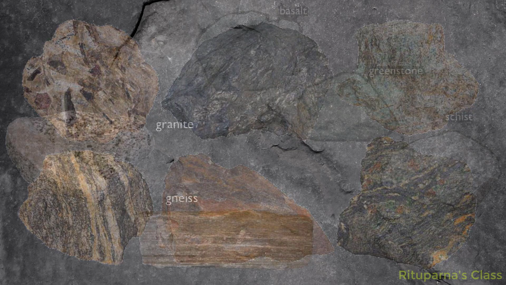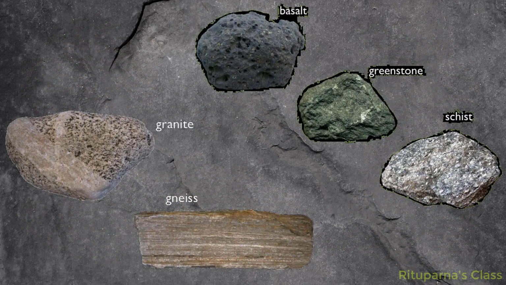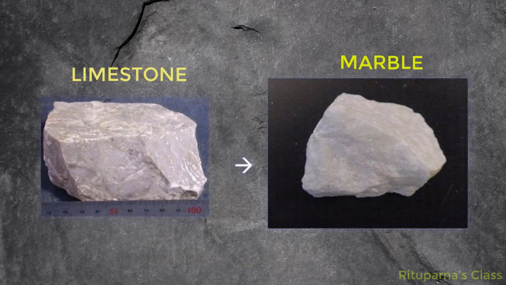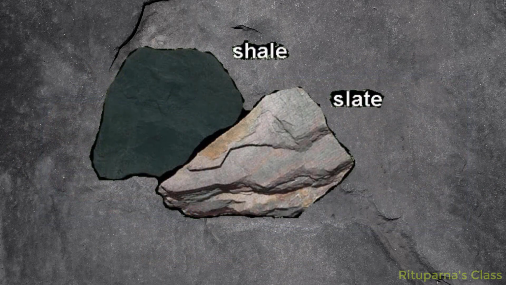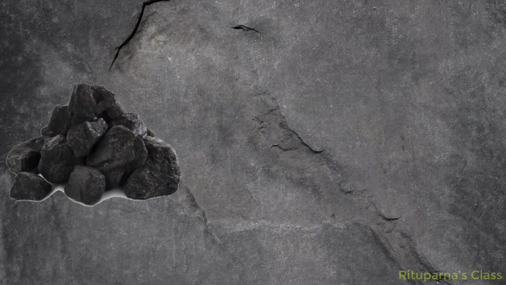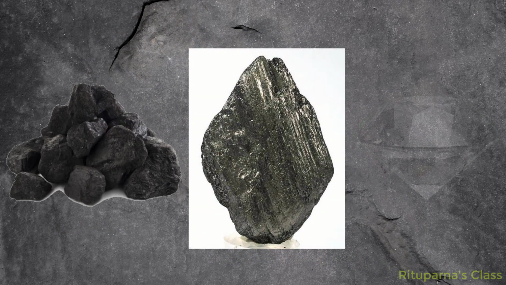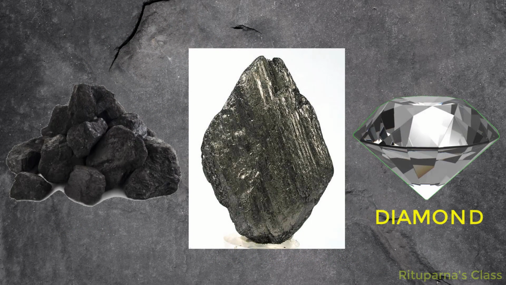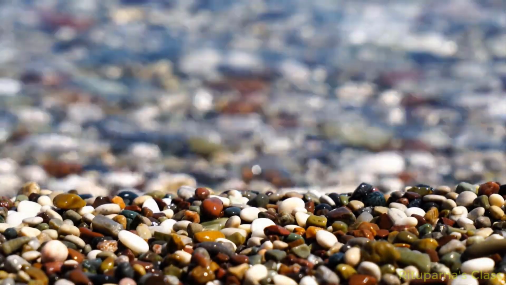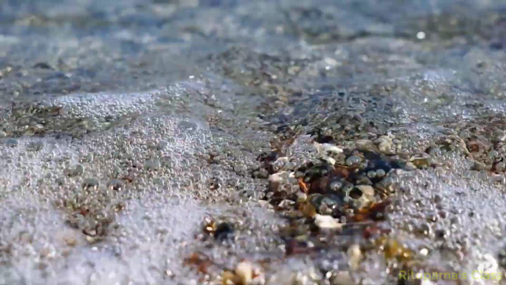Igneous rocks such as granite and basalt change into gneiss and schist respectively. Similarly, sedimentary rocks such as limestone become marble, shale becomes slate, sandstone becomes quartzite, and coal first becomes graphite, and with extreme metamorphism finally diamond. Alright, now I hope this content is easier for you.